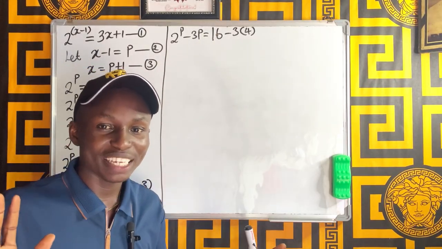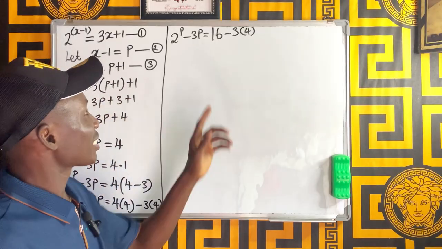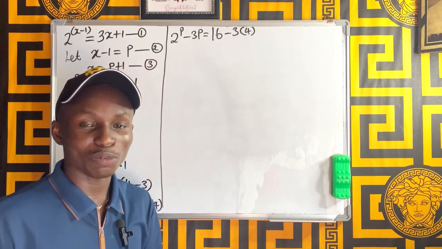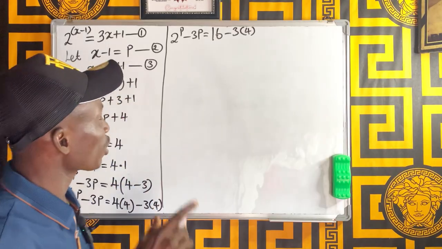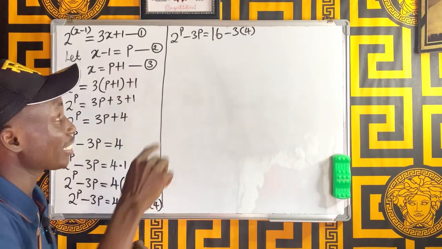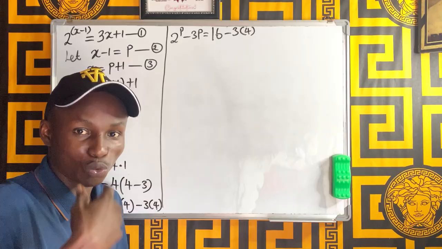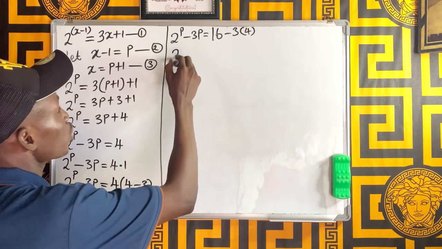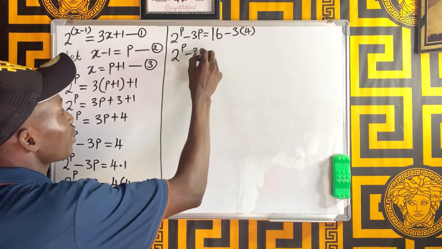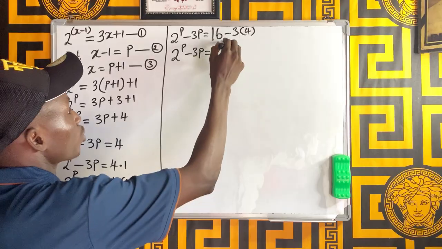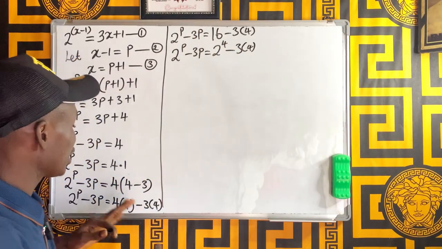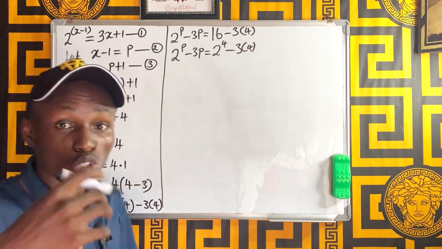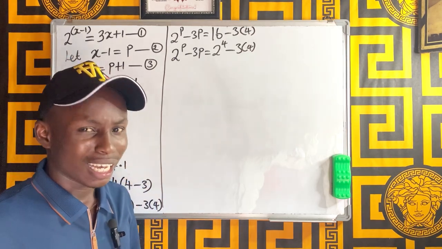Now let's not play some sarcastic. You know that 16 can be expressed in index form as what? 2 raised to 4 or 4 raised to 2, right? So we are not wrong, and we are also interested in writing this 16 as 2 raised to 4. That means 2 raised to p minus 3p is equal to 2 raised to 4 minus 3 into 4. This is why I say this question, you can also use your manipulation to solve it.